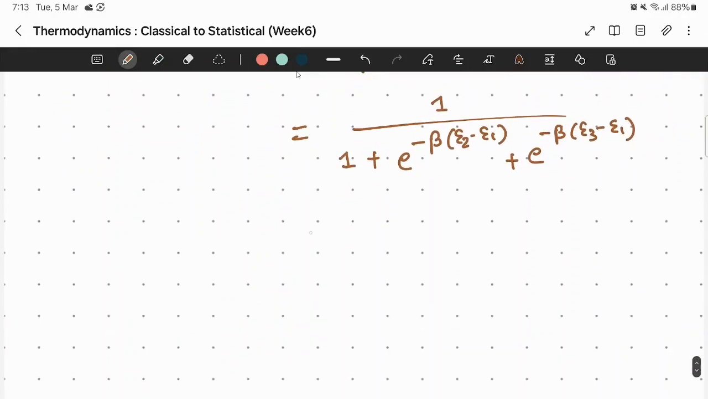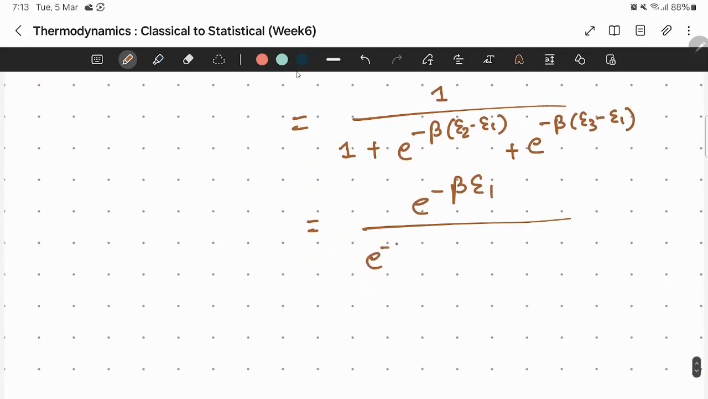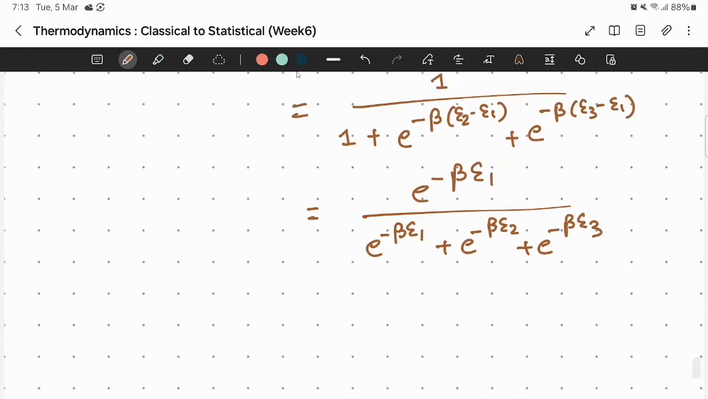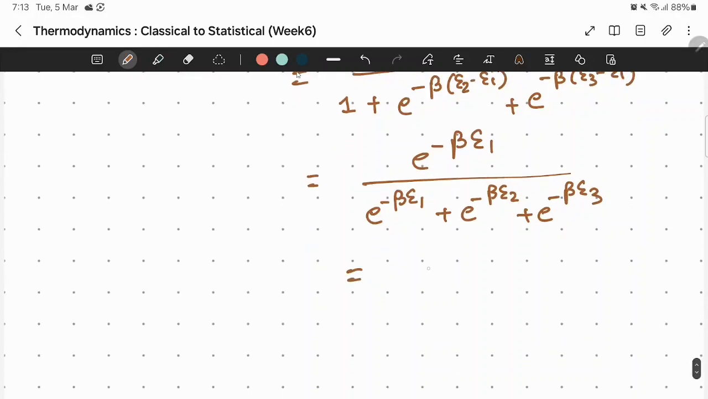So we can write e to the power minus beta E1, just follow it. So we can write e to the power minus beta E1 plus e to the power minus beta E2 plus e to the power minus beta E3. I have multiplied both the numerator and denominator by e to the power minus beta E1. So you can write e to the power minus beta E1 divided by Q. So that's why this partition function is important.